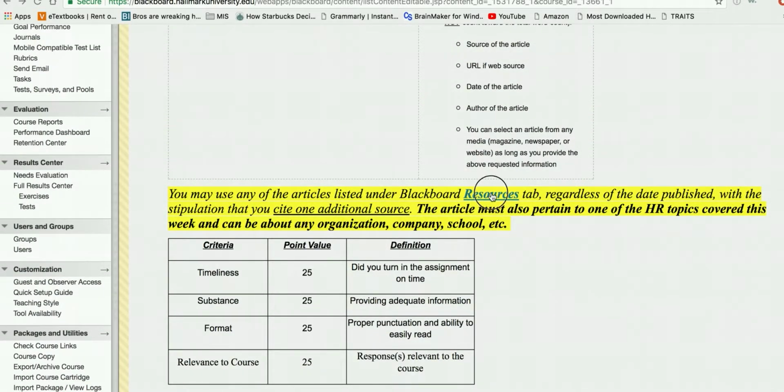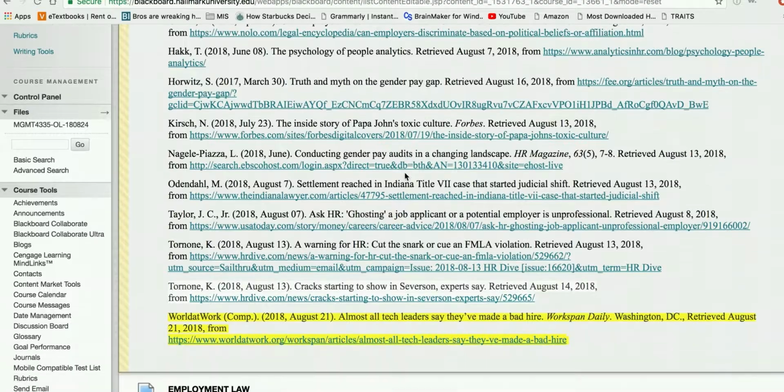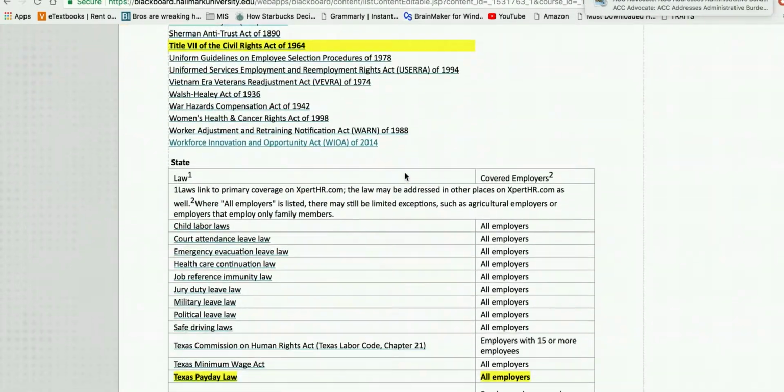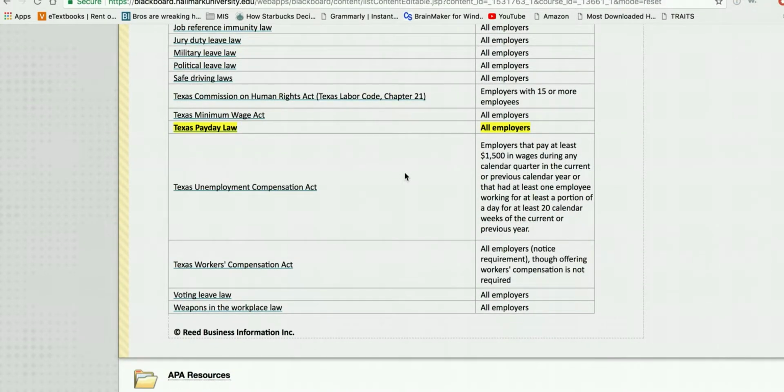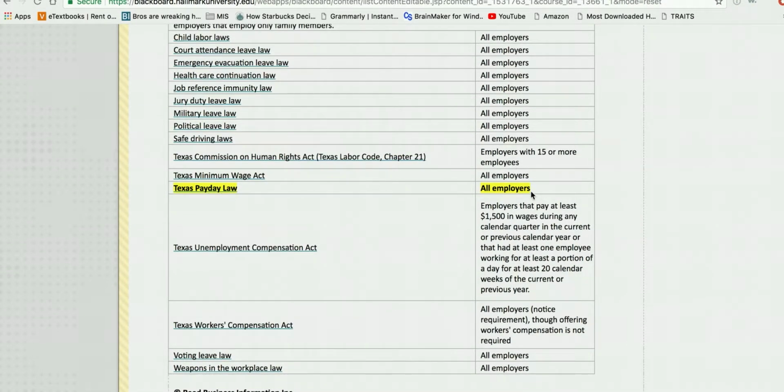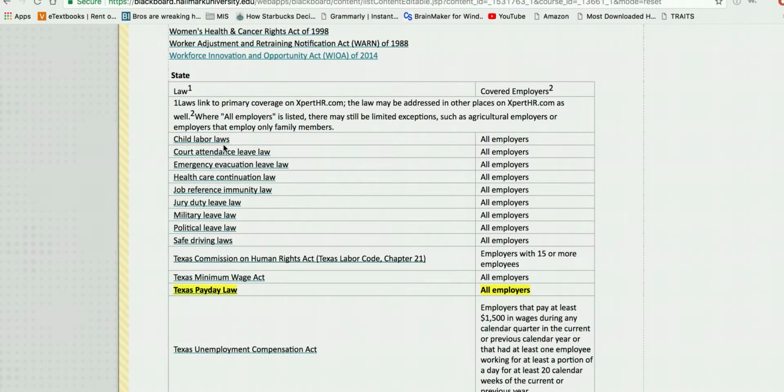Whoops. Let's get back over there. So there'll be Texas specific laws, and one of the most important ones is like the Texas payday law. But if you click on any of these areas, it will tell what Texas says about child labor, being able to be let off to attend a court appearance or emergency evacuation, et cetera, et cetera. So all that is out there too.